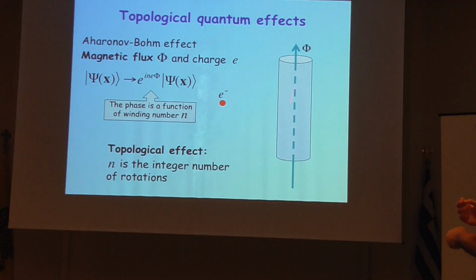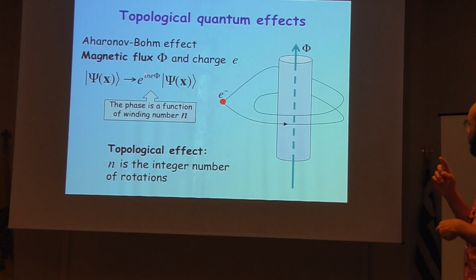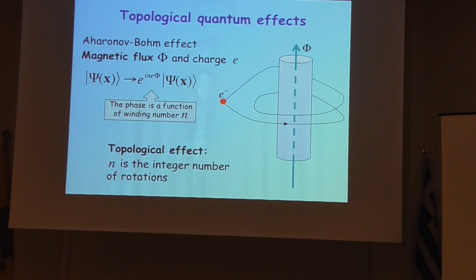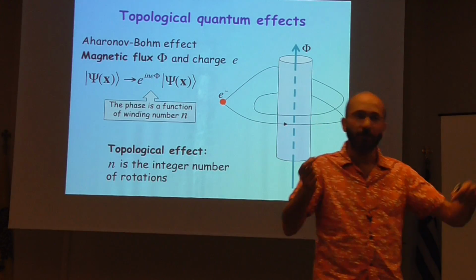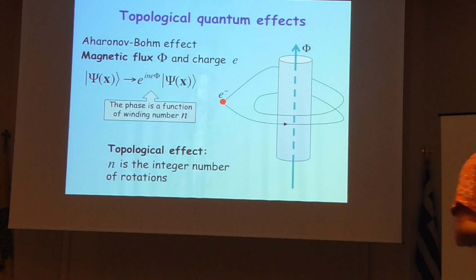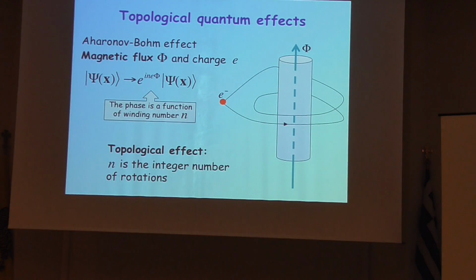You have a flux phi going through a solenoid, confined inside the solenoid, and you have a charged particle. As you rotate it around, its wave function acquires a phase factor, which is an integer multiple of a number. So this integer property is what makes it topological. Okay? If you change the shape of the path, this phase factor won't change if you keep the number of circulations the same. That's a topological property.